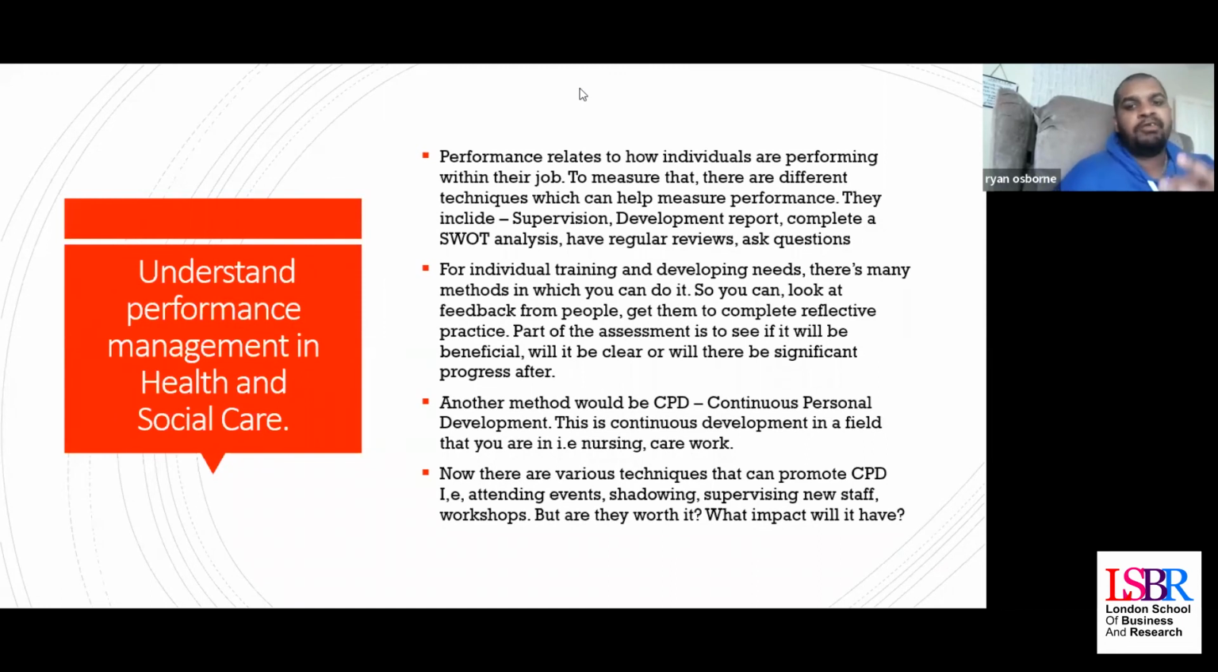And the reason for that is because, as part of that assessment, it's to see if it's going to be beneficial, but also it will be clear whether there will be significant progress afterwards. So, performance management, the SWOT, reflective practice and so on.